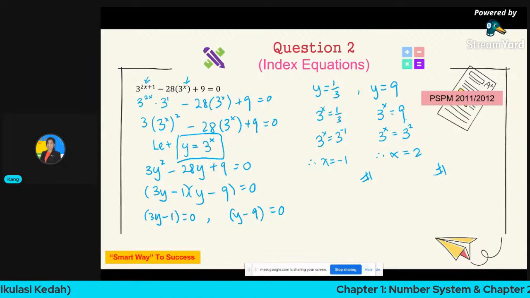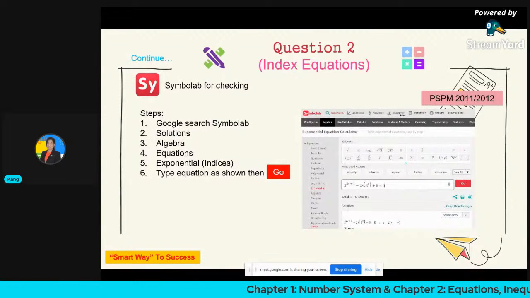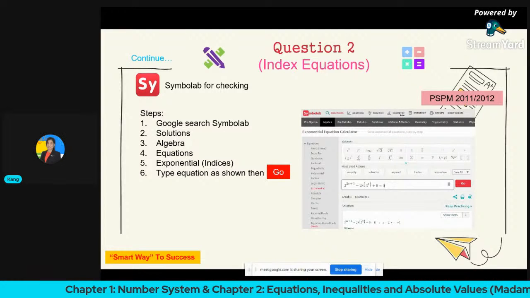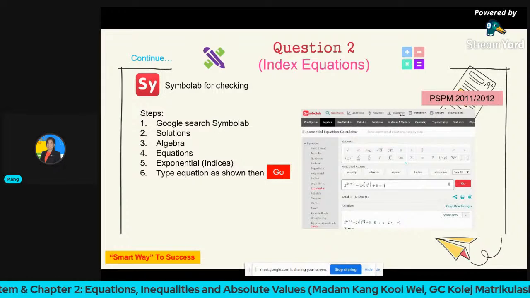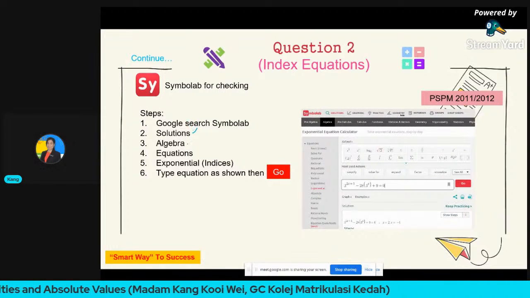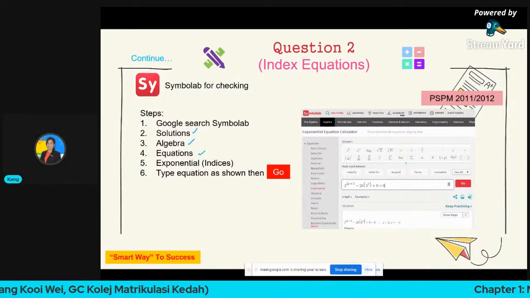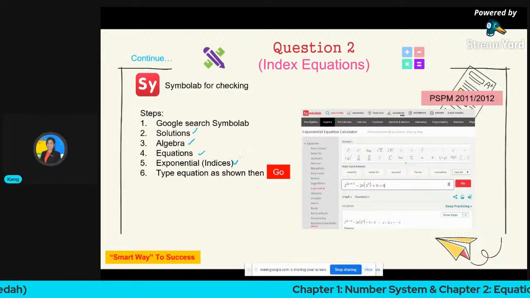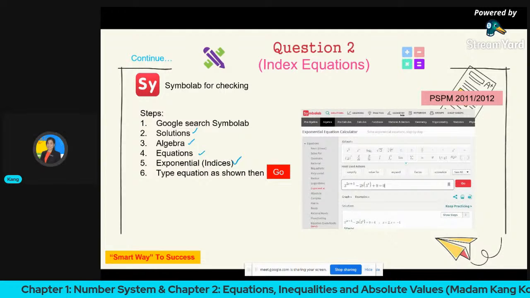Okay, then we can continue by checking our final answer. Use the symbol lab. Okay, for the indices equation, we go to symbol lab in the Google search. Also click on the solution. Algebra, you need to click on algebra. Then we choose the equation. Under the equation, we choose the exponential. Exponential also represent the indices.